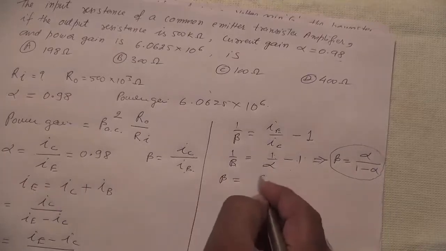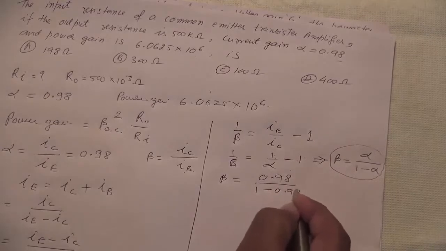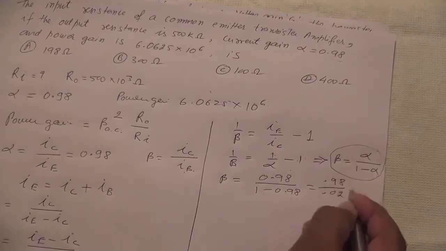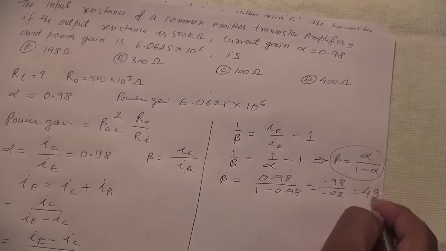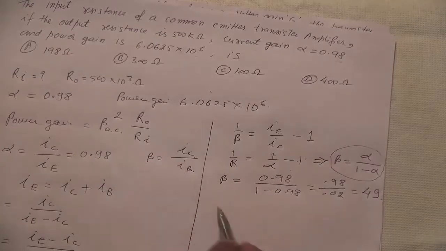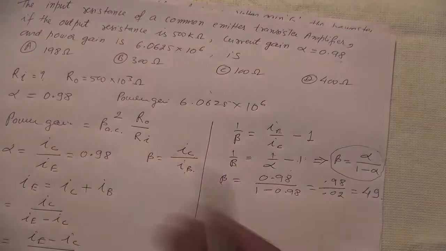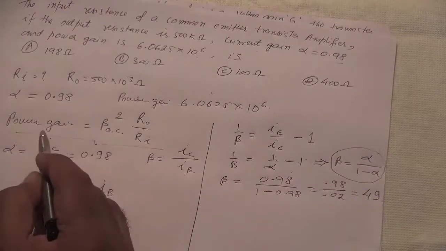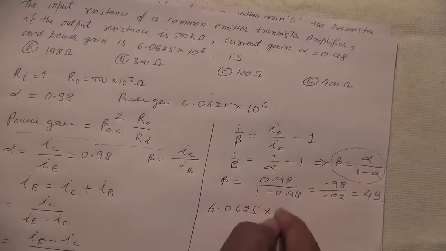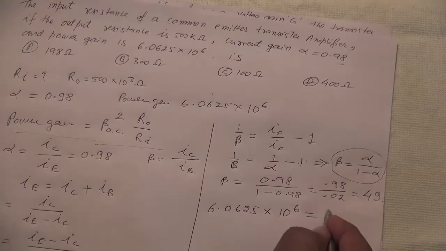तो अब हम बीटा की वैल्यू निकालते हैं। अल्फा इज गिवन 0.98, 0.98 डिवाइडेड बाय 1 minus 0.98 that is 0.02. So 0.98 divided by 0.02 and this comes to 49. ये आ गई बीटा AC की वैल्यू। अब बीटा AC की वैल्यू पता लग गई है, अब हम पावर गेन को उसमें सेट कर सकते हैं। पावर गेन इज 6.0625 into 10 to the power 6 is equal to beta square, that is 49 into 49.